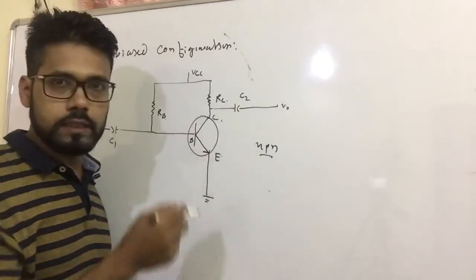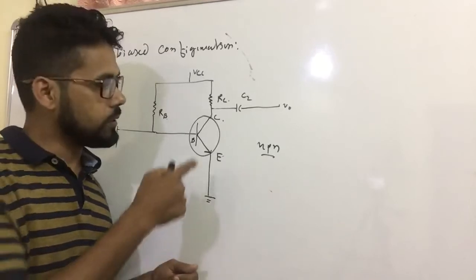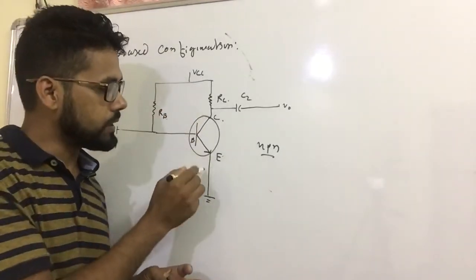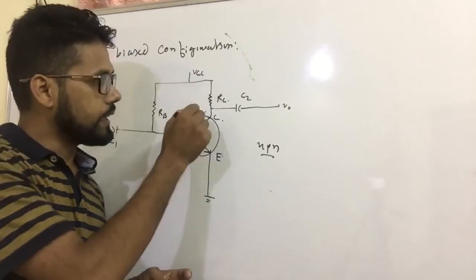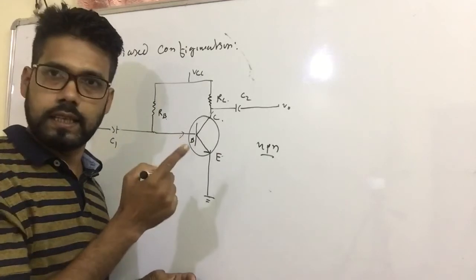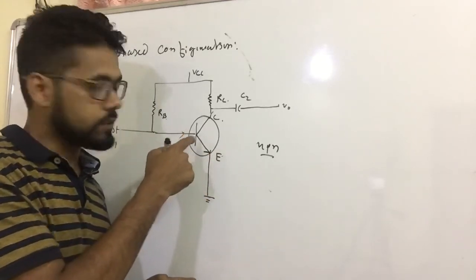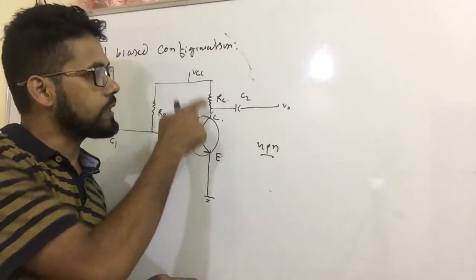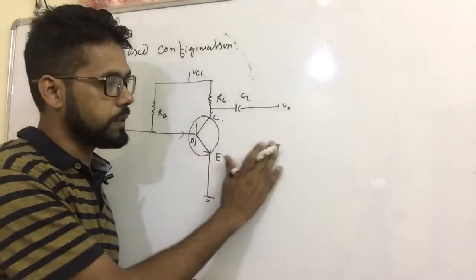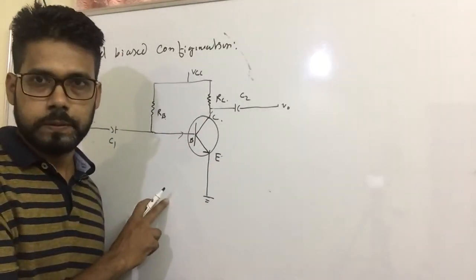In case of a PNP transistor, everything will look the same, only the direction of current will change. For NPN, the emitter current is toward this direction, then the collector current this direction, and the base current this direction. Clear? If it is a PNP transistor, then the emitter current will be inward, the base current outward, and the collector current outward. All calculations remain the same. This is an NPN transistor. This circuit is known as a fixed bias configuration.